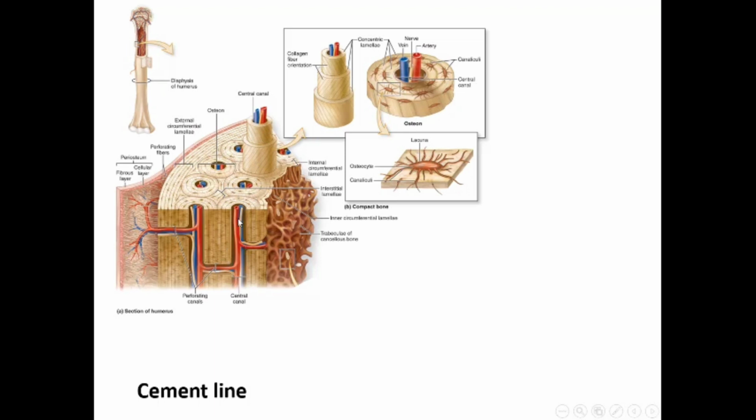And in addition to the longitudinal central canal, you can see we have some transverse canals. These transverse canals connect the Haversian canals together, and also connect to the marrow cavity on one side and to the blood vessels within the periosteum on the other. These transverse canals are called perforating canals.